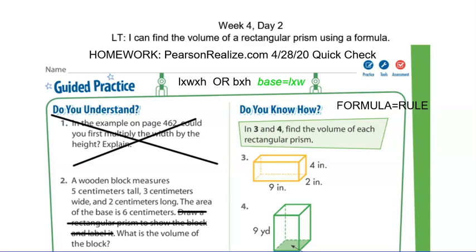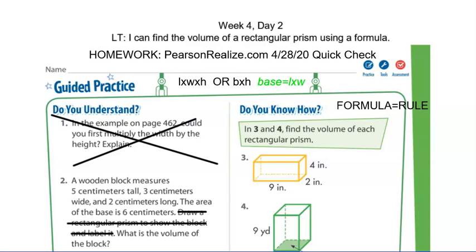You're going to be on pages 46 and 47. Today our learning target is: I can find the volume of a rectangular prism using a formula. Yesterday we focused on finding the volume of a shape and or a solid figure. And today we're going to actually really be using that formula to help us solve.